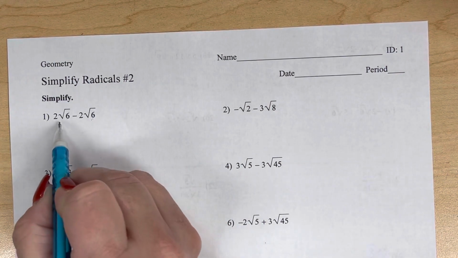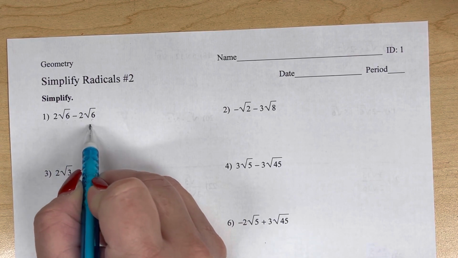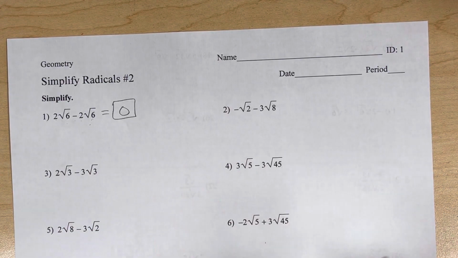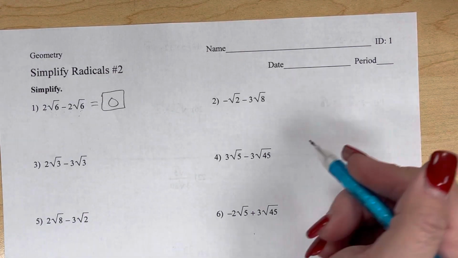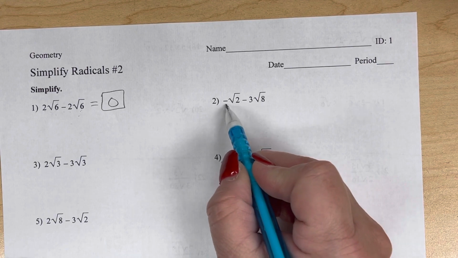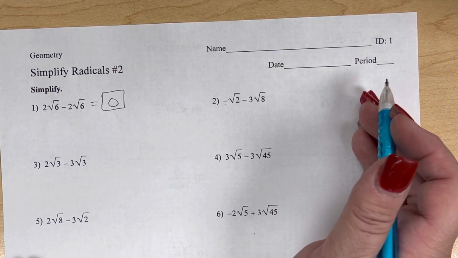So if I have 2 square root 6 and I subtract 2 square root 6, obviously I'm going to have 0 left. I picked the hardest one to do. Now take a look at number 2. Do not panic. This is just a negative. You're familiar with negative numbers.